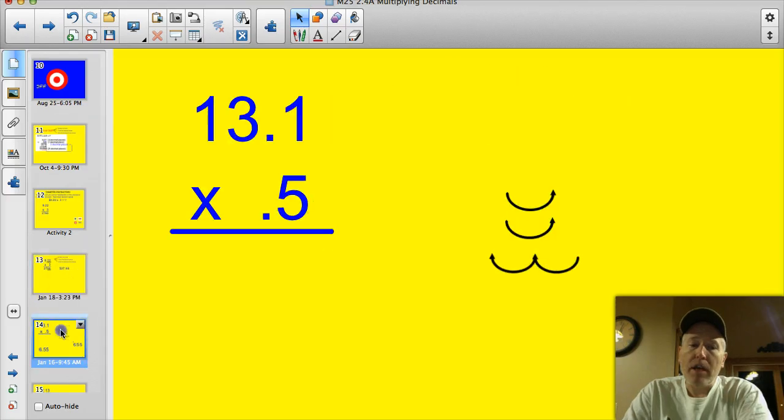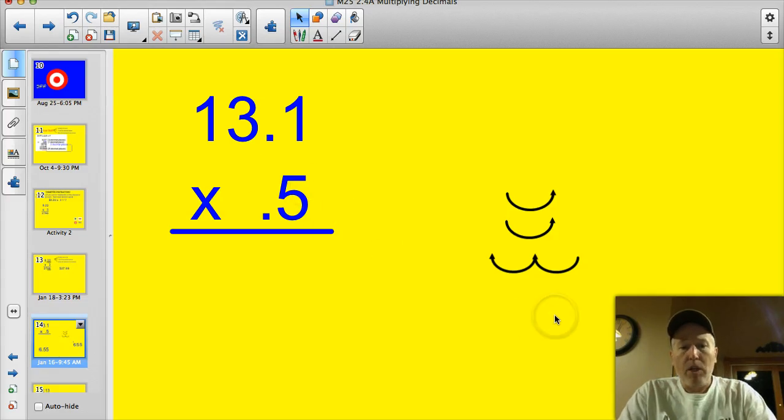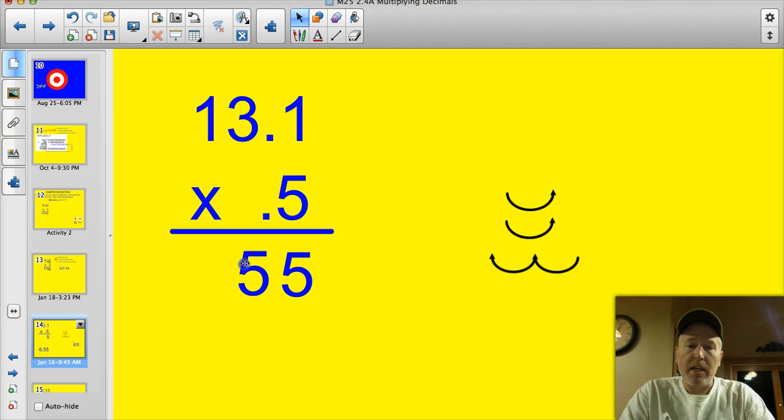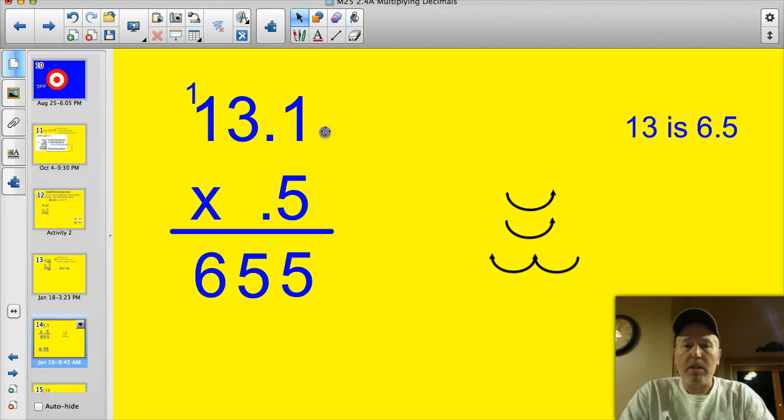All right, here we go. Let's try some problems. I'll work a couple with you. We have 13.1 times 0.5. Go ahead and multiply as normal. 5 times 1 is 5. 5 times 3 is 15. Get my 5, and then carry the 1. Now I have 5 times 1 is 5, plus that 1 would be 6. 655.